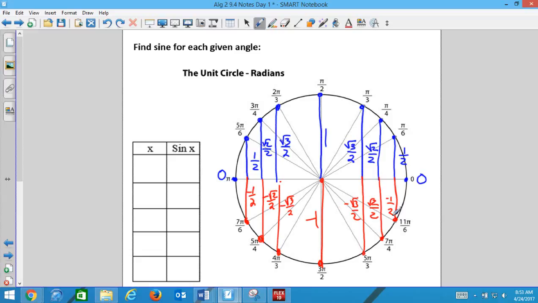Does that say negative radical 2 over 2? No, but it should. No. What? Oh, never mind. My bad. Sorry.